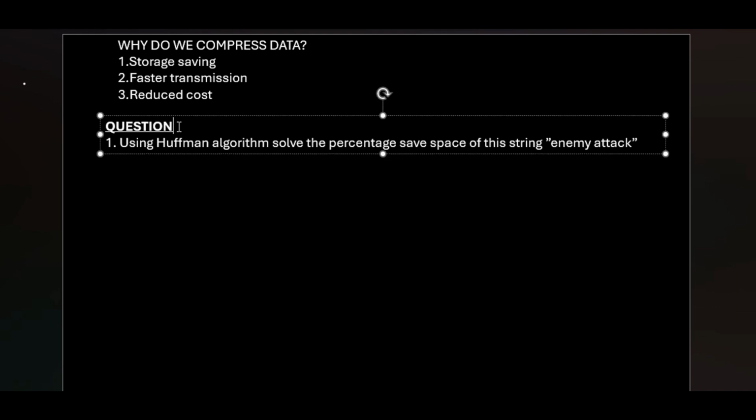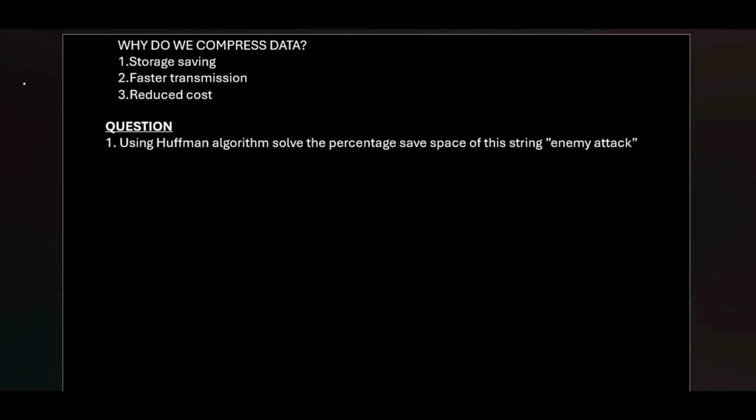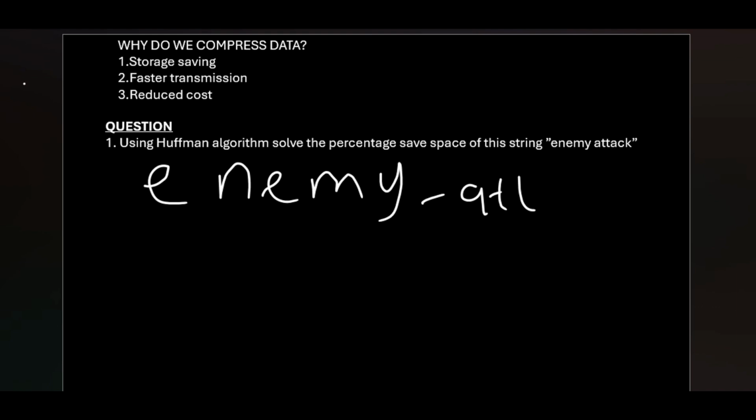Now we have a question here. Using the Huffman algorithm, solve the percentage of space saved for the string "enemy attack". So they've given us a string. With the Huffman algorithm, the first thing you need to do is write the characters and express them in increasing frequencies. Those that appear more than once, you group separately. So you arrange them in priority: the ones with frequency one come first, and then those with frequencies of 2 and 3.